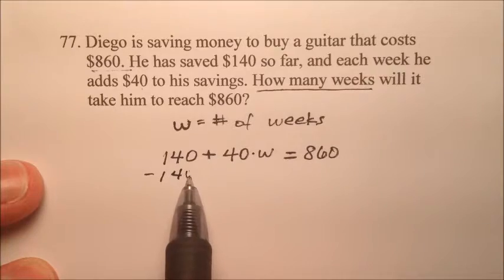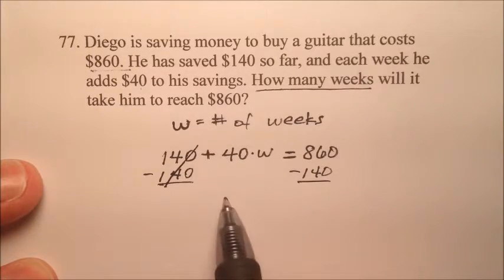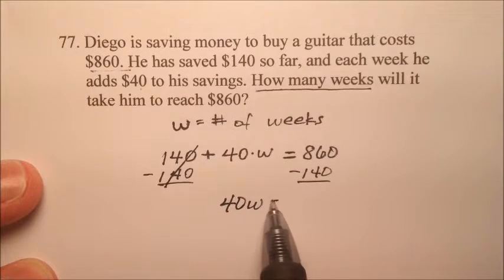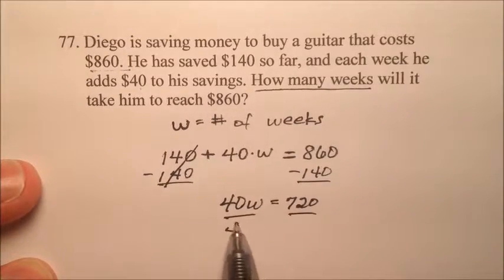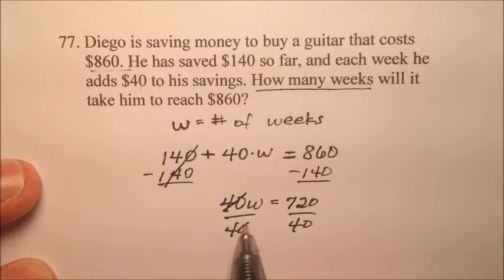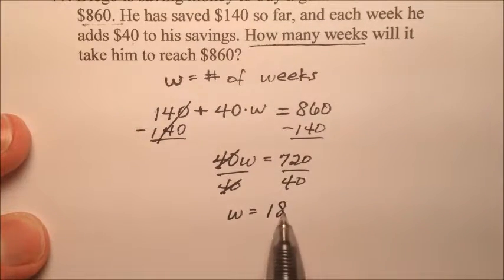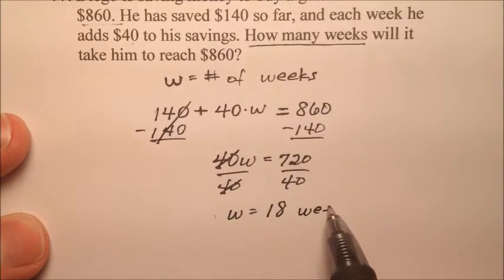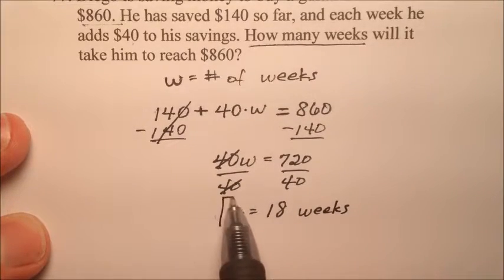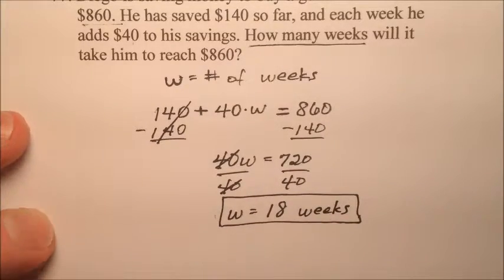So let's subtract 140 from both sides. And when I do that, those cancel out, and I have 40W equals 720. And I can divide both sides by 40. The 40s cancel over there on the left, and I get W by itself. And it looks like W is going to equal 18. So what does this W represent? Number of weeks. So my total is 18 weeks whenever I put my unit with it. So in 18 weeks, Diego will have enough to buy his guitar.